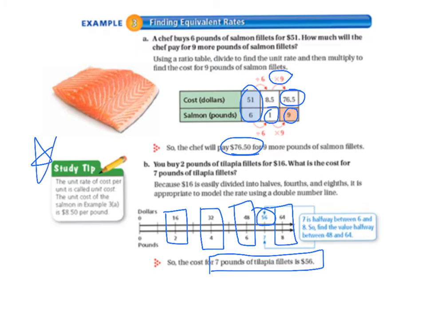Let's take a look at the study tip. The unit rate of cost per unit is called unit cost. The unit cost of the salmon in example 3A is $8.50 per pound, and the unit cost of the tilapia is $16 divided by 2 pounds, so that would be $8 per pound.